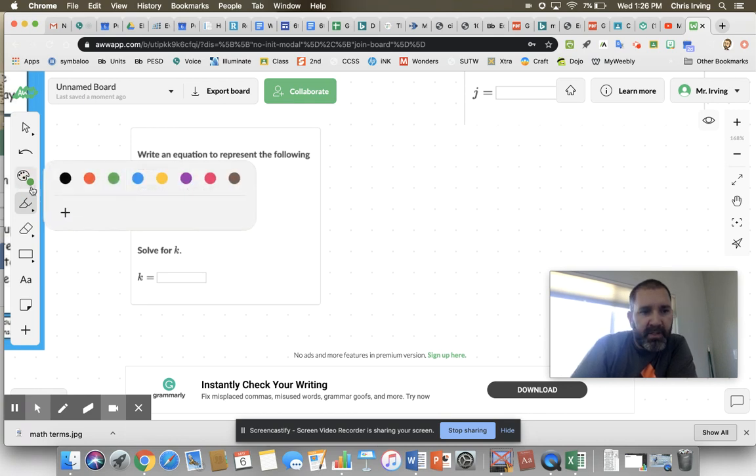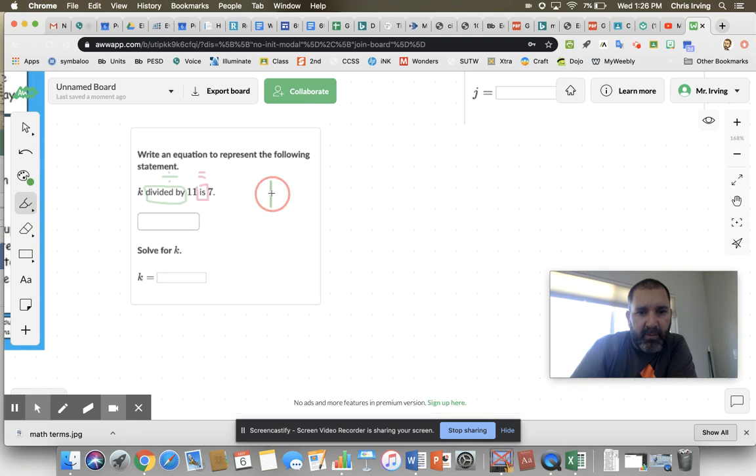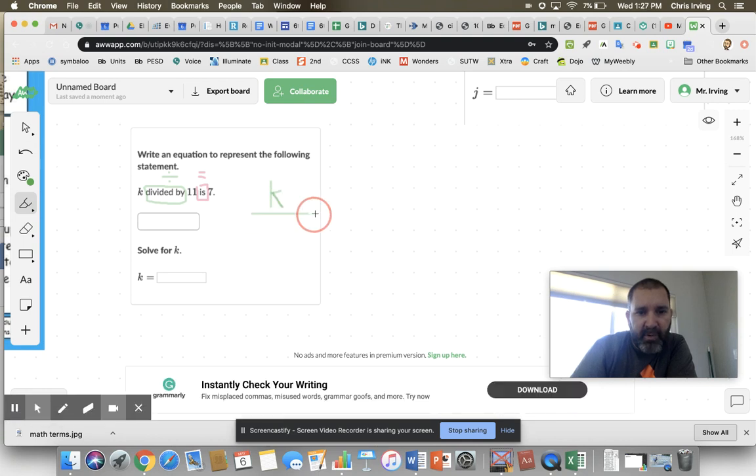And then, of course, you see the word "is." Okay? We already talked about that. That means equals. So when you write this out, you're going to get something that looks a little bit like this. K divided by 11. Well, I'll go ahead and write it like this, so it looks almost like a fraction. Remember that fractions are division problems, right? K divided by 11. And here we go with the "is." Is, or equals, 7. Okay?